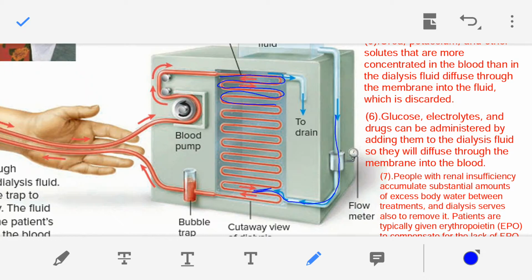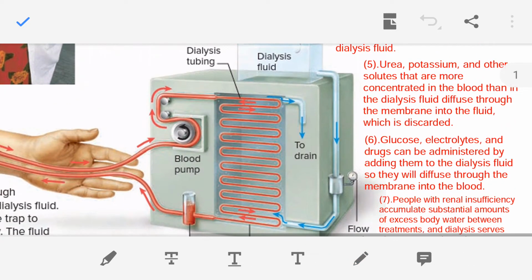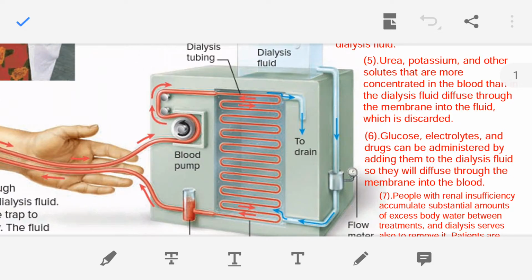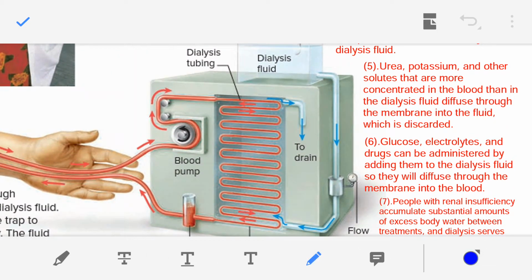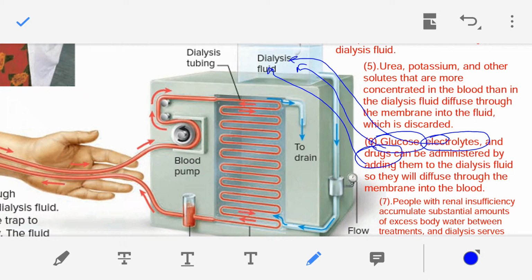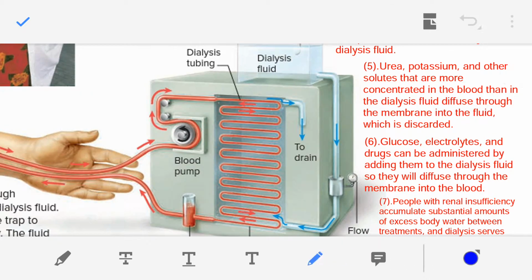Now the team of doctors, when they prepare dialysis fluid, add glucose in the dialysis fluid, they add some vital electrolytes, and they also add some drug or medicine in the dialysis fluid. So you can understand that from the dialysis fluid, glucose, electrolytes and the drugs enter the blood.